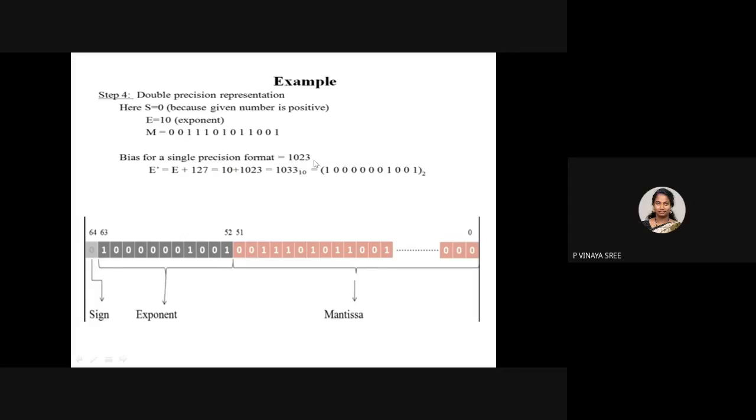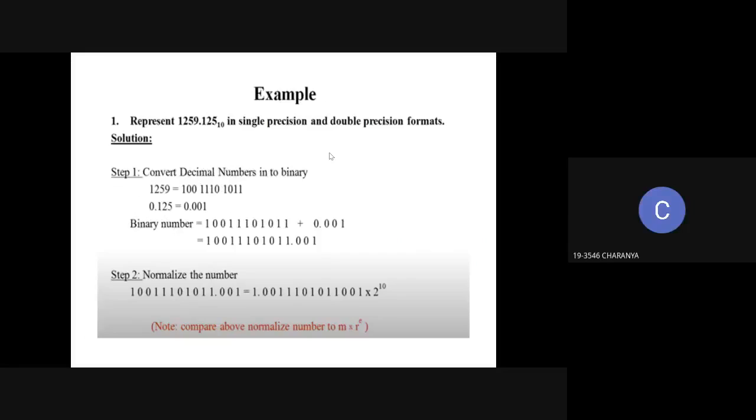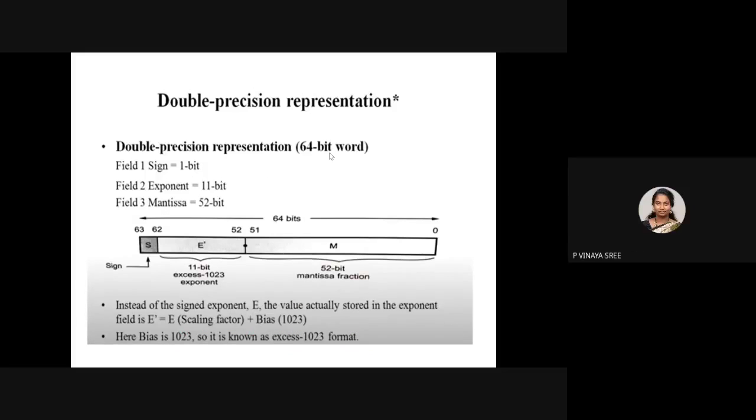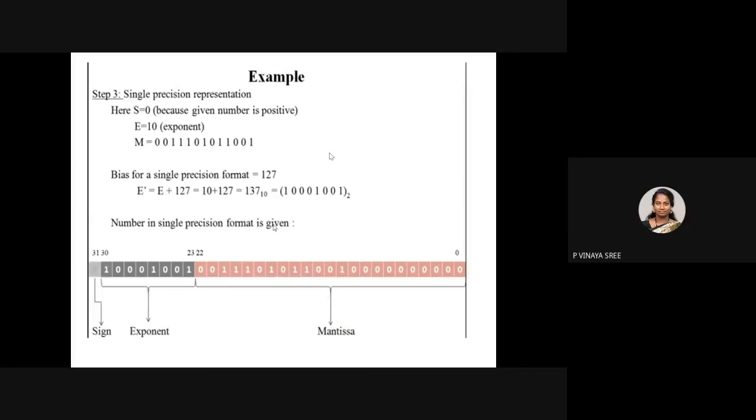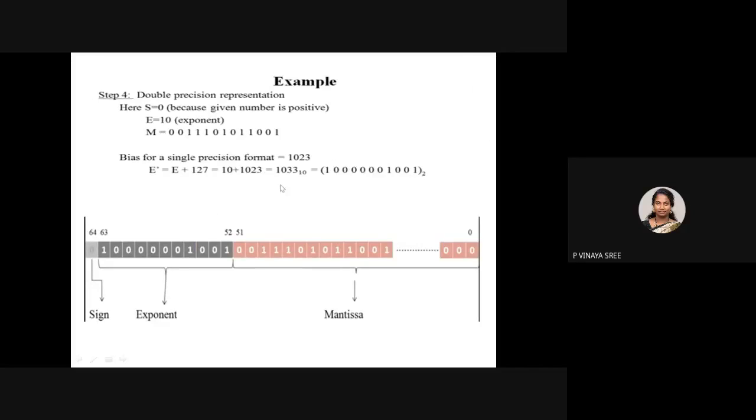What is the formula for calculating it? For the bias in double precision, what is n here? The exponent bits in double precision are 11 bits. So the formula is 2 power of n minus 1, minus 1. You will get 2 power 10, which is 1024, minus 1, giving 1023. So 1023 plus 10, we get 1033.